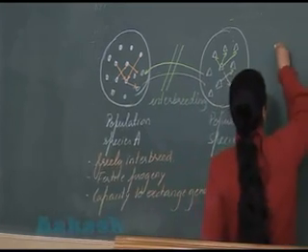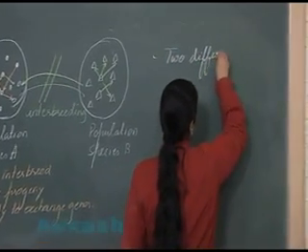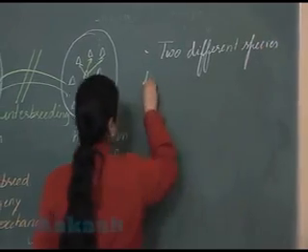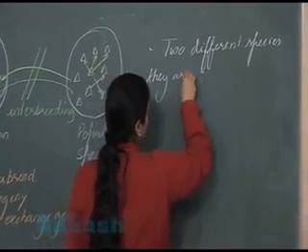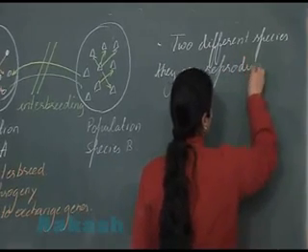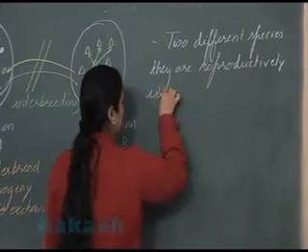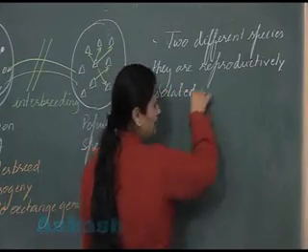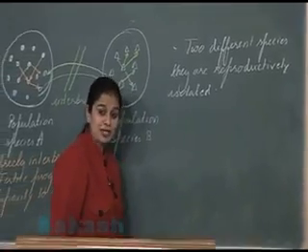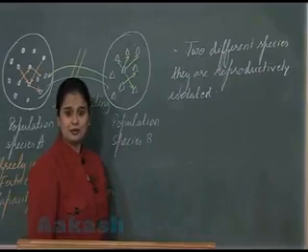So according to this concept, two different species are reproductively isolated. Or you can say they will show reproductive isolation. So this is very much clear to all of you.